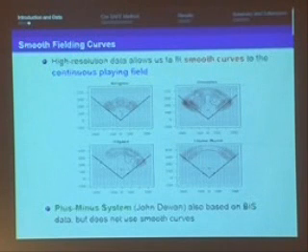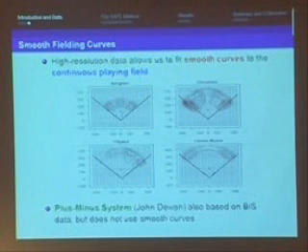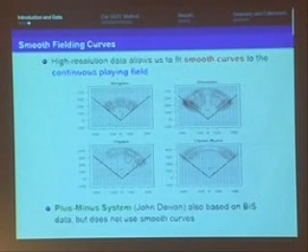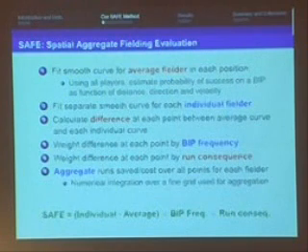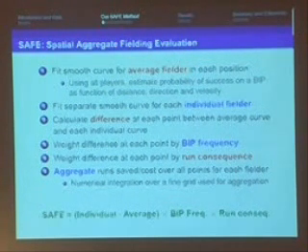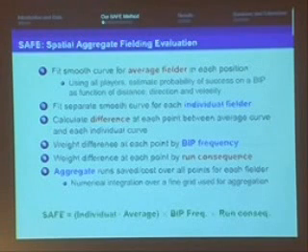Also, I should mention that the Baseball Info Solutions people themselves have their own system that is based on their own data, but does not use this smooth curve approach. I don't know if anybody out there has The Fielding Bible, but that is what they produce. Okay. All right, so what is our approach? Well, our approach is called SAFE. It is a spatial aggregate fielding evaluation. I have to credit Kenny, my collaborator, for a pretty sweet acronym.